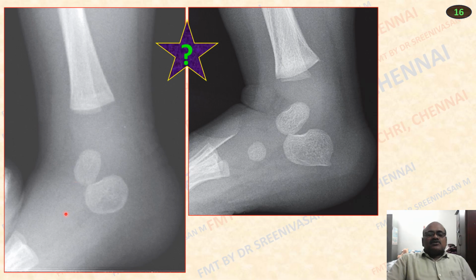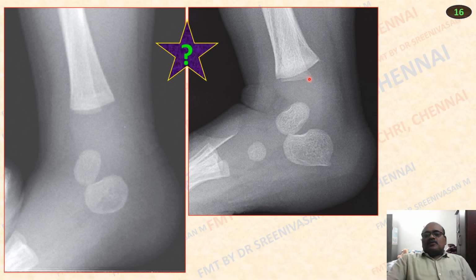But next, what you are expecting here, a cuboid has not appeared here in the left X-ray, which appears by the 9th month. So age should be more than the 7th month of intrauterine life, but less than the 9th month of intrauterine life.